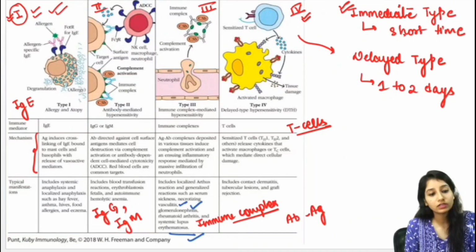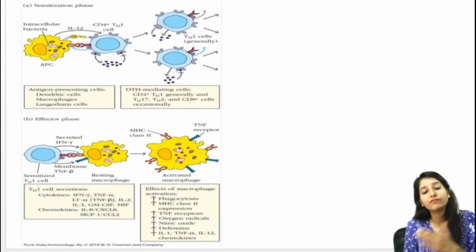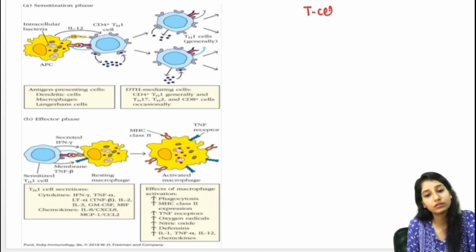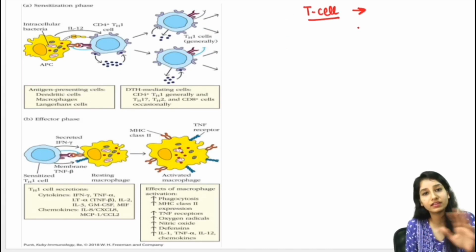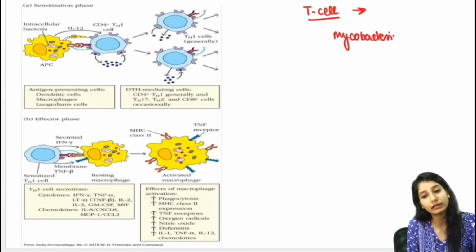If we talk about the next hypersensitivity, that is type 4 hypersensitivity. This hypersensitivity, as I have already said, occurs due to the T cells. It doesn't have any relation with the antibody. No antibody will be secreted in this type of hypersensitivity. For example, this generally occurs due to the Mycobacterium tuberculosis.